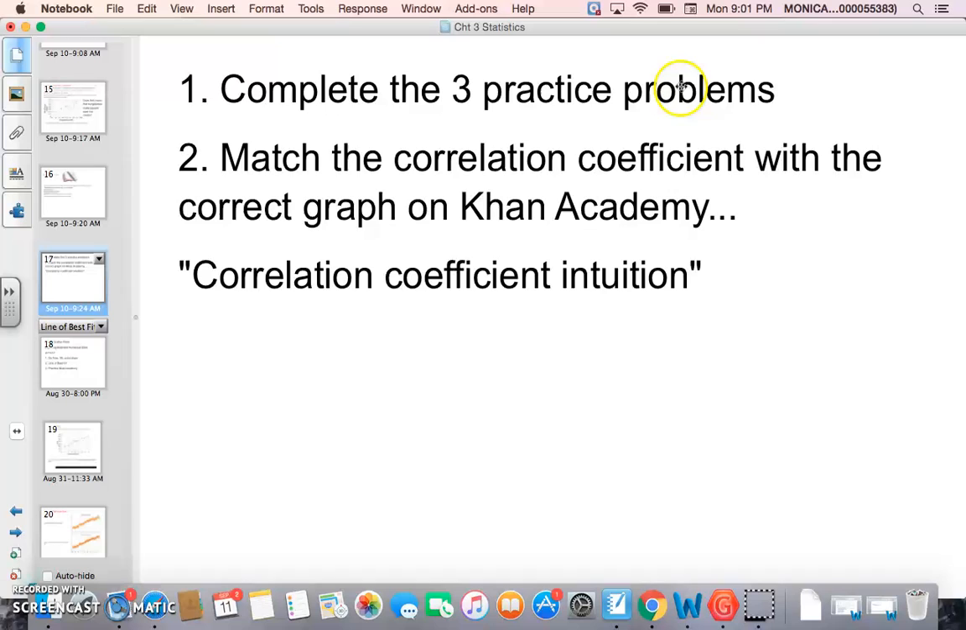So again, complete the 3 practice problems on the back of your notes, and then you're going to match the correlation coefficient with the correct graph on Khan Academy.